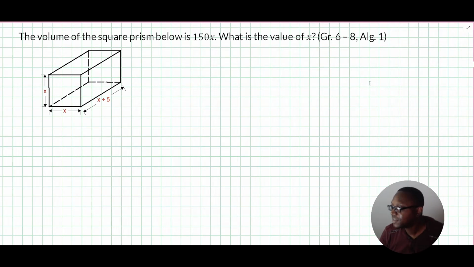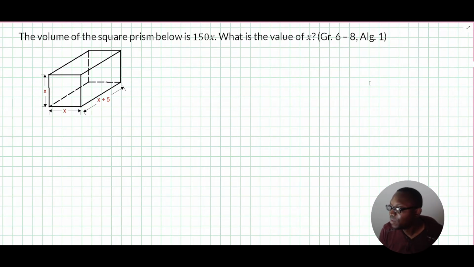Okay, any answers? Do we have anyone in Algebra 1, Algebra 2, or pre-calculus here? Okay, let's give it a try.